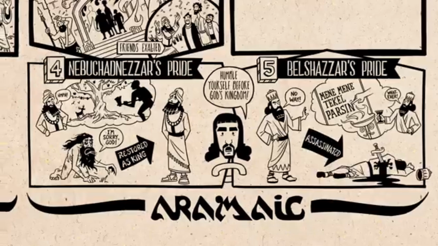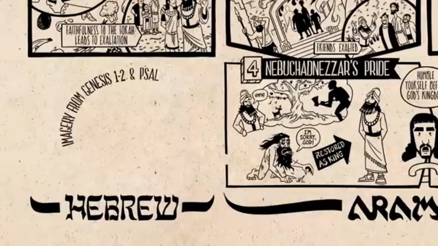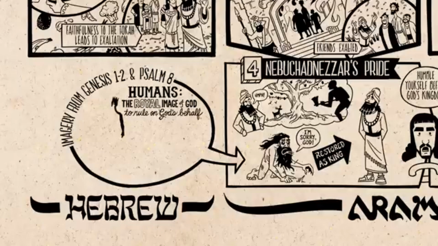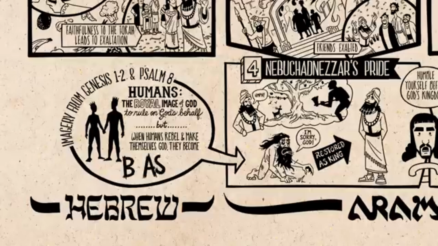He's restored as king. This is in contrast with his son, Belshazzar, who doesn't humble himself before God, and he's assassinated that very night. Now, these 2 stories draw this imagery from Genesis chapters 1 and 2 and Psalm 8, where humans are depicted as the royal image of God. He's given them authority to rule over the beasts of the field and the birds of the air on behalf of God, who is the world's true king. But when human kingdoms forget that, when they rebel and make themselves and their power into a god, they become less than human, like violent beasts who will face God's justice.